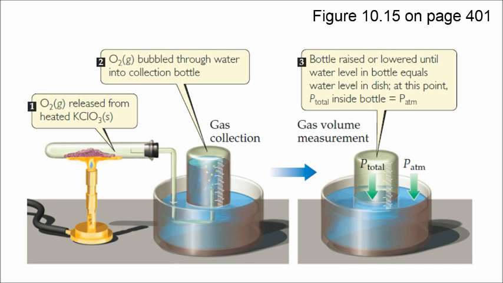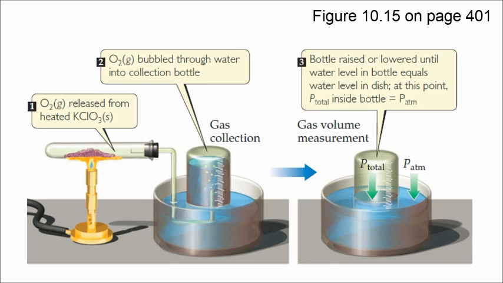On page 401, figure 10.15, you can see that they were collecting some oxygen gas from a chemical reaction. The oxygen was bubbled through the water into a collection bottle, and the bottle was raised or lowered until the water level in the bottle equals the water level in the dish. At this point, the total pressure inside the bottle is equal to the pressure of the atmosphere. And that's why we do it. We know the pressure outside the bottle.